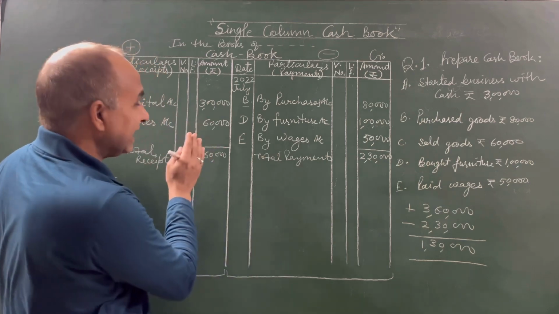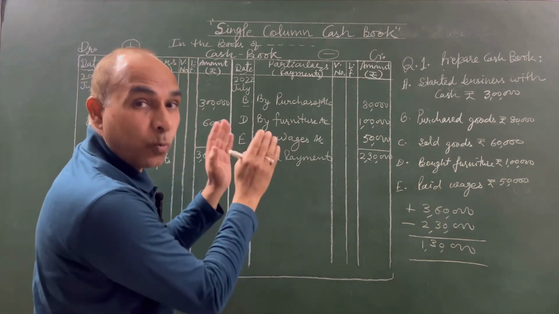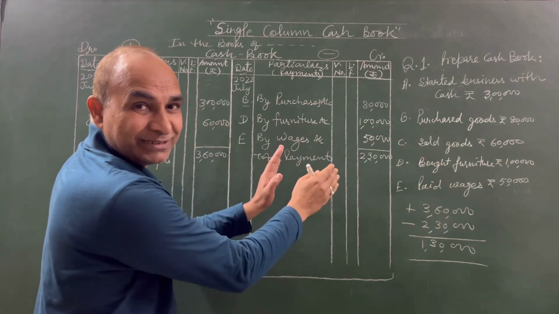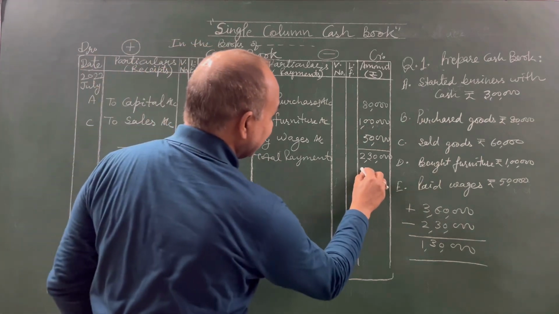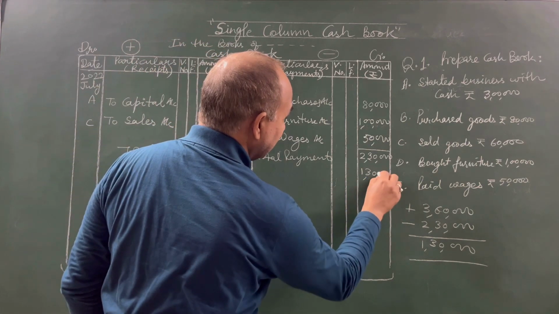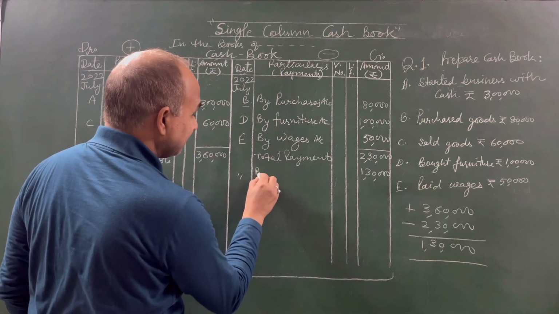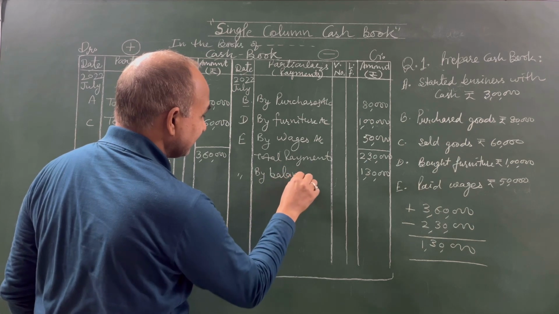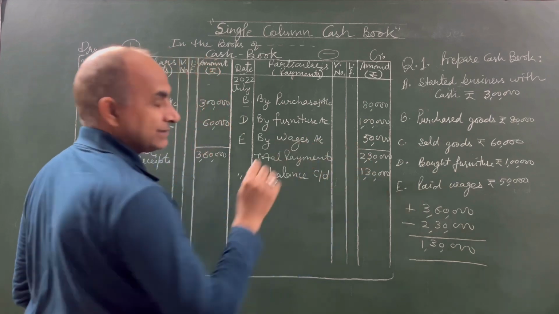Balancing means we have to find the excess of the debit side over the credit side. We have to find the excess of receipts over payments. That is called balance. So there is a balance of 1,30,000. But how to write this? At the end of the month, it is written as by balance carried down.